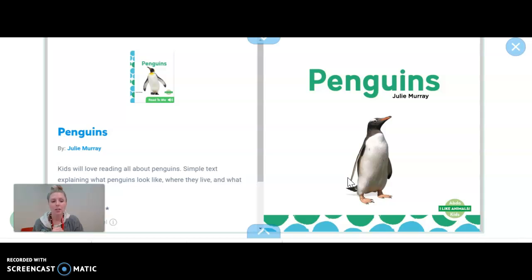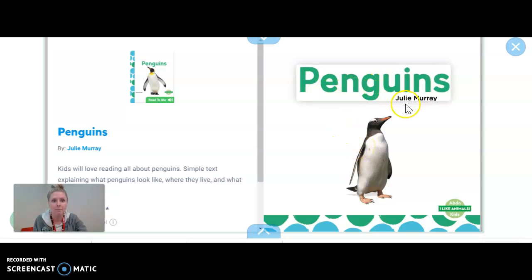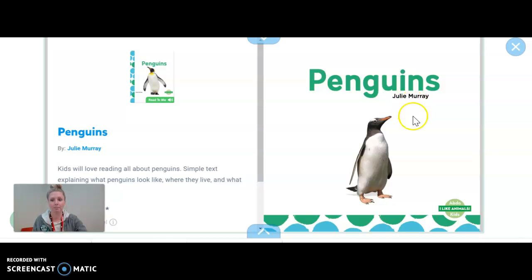All right, so today we are going to read the first half of this book. So you are going to read through page 10. All right, we are in Epic, and you will go to Epic after you read this or listen to this lesson, and you're going to finish the story and start building a tree map. So I'm going to start with you today, and I'm going to show you how I like to look for key details. All right, so this story is called Penguins, and it's by Julie Murray.